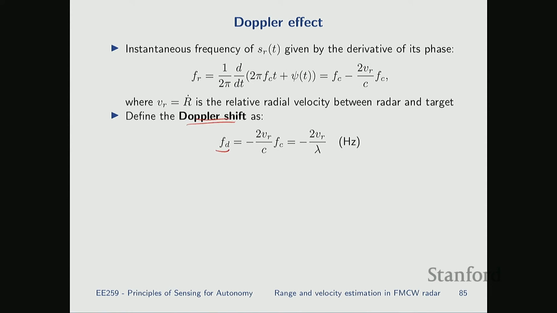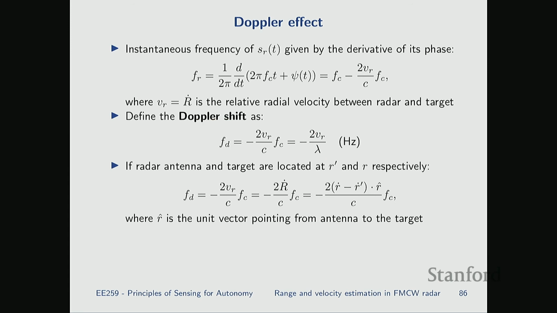So the Doppler shift is equal to minus 2 Vr over c times fc, and we all know the carrier frequency fc is speed of light over wavelength, so you can also write that as a function of the wavelength. Your Doppler shift is minus 2 times the radial velocity divided by the wavelength that you're operating at, and it's in hertz. Okay, so that's where the Doppler effect comes from at the end of the day.